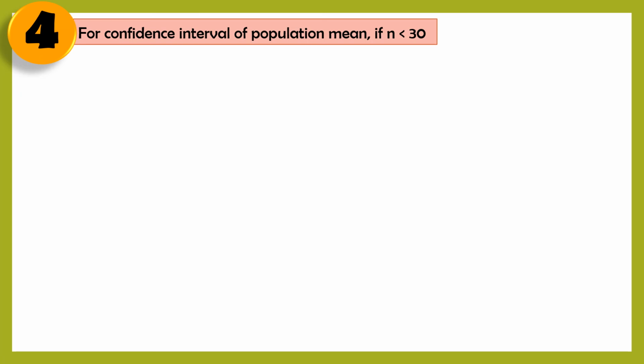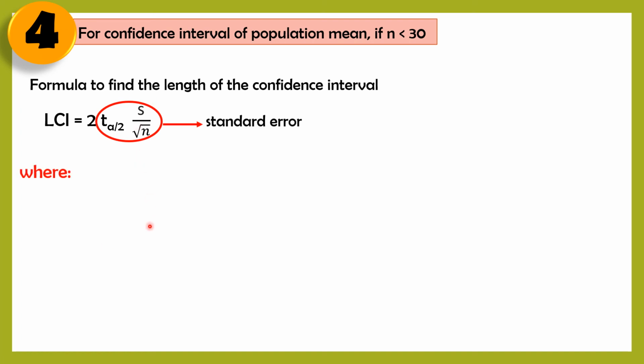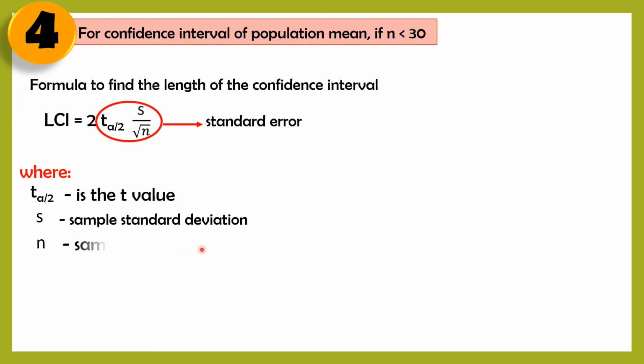Let's have here the last formula for the confidence interval of the population mean if n is less than 30. So, this is the formula. That is what we call the standard error. Wherein, T sub alpha over 2 is the T value or T distribution. Our S is the sample standard deviation. Our n is the sample size. That is alpha, the confidence level, which is 1 minus alpha.